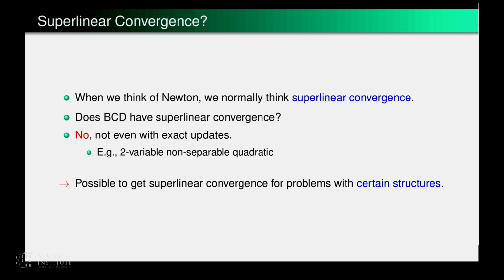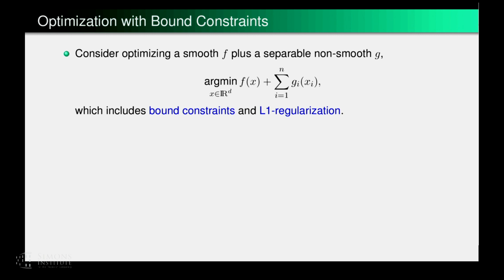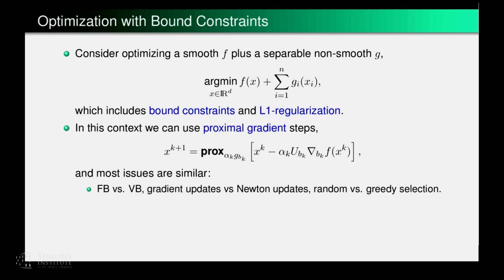But there are some problems where you can actually get superlinear convergence with BCD, and that's the next thing I want to mention. So let's say we have a smooth f and then a separable non-smooth g. Imagine g is an indicator function that the x's are positive or that they're less than some upper bound, or it could be like an L1 regularizer, so we want to get a sparse solution. In this context, we usually use what's called the proximal gradient step. So we take a gradient step with respect to the smooth part, and then we compute what's called the proximal step with respect to the non-smooth part.